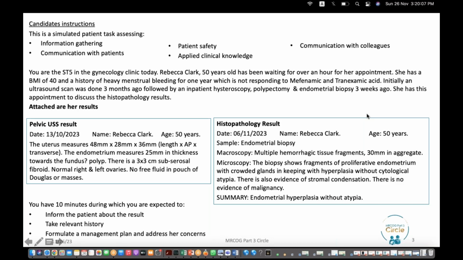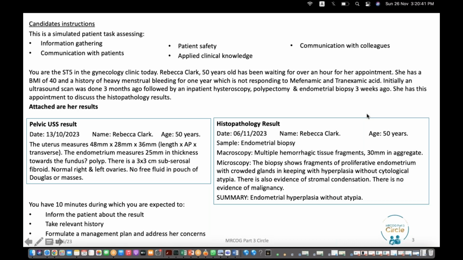Now, based on that, she was consented for an inpatient hysteroscopy, polypectomy, and endometrial biopsy. Sometimes that can be done as an outpatient, but again, it depends on the patient's decision or choice, whether she wants it to be not under anesthesia, just some pain relief and gas and air, and her to be awake. That's possible, or it can be done under GA. Sometimes patients are anxious and say, no, I don't want to be awake. So they choose for it to be as an inpatient procedure.